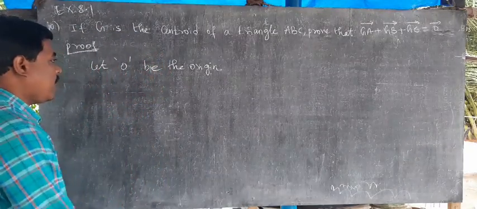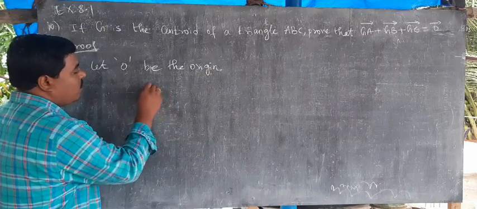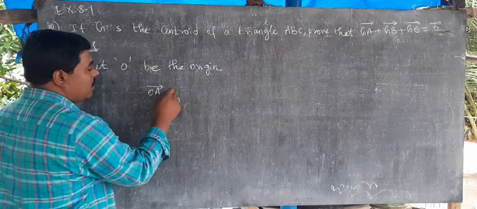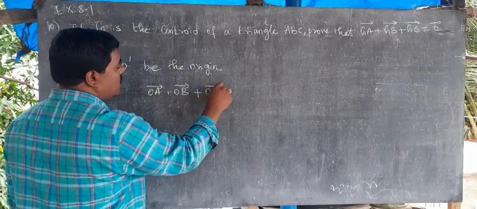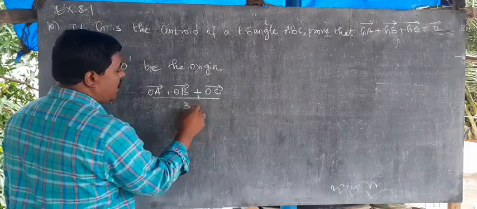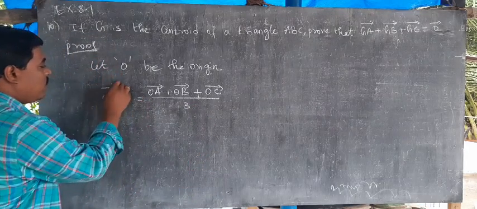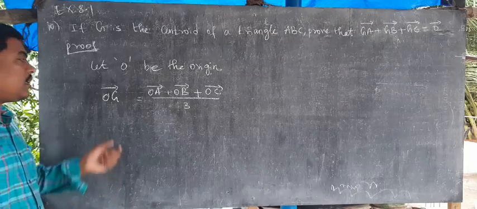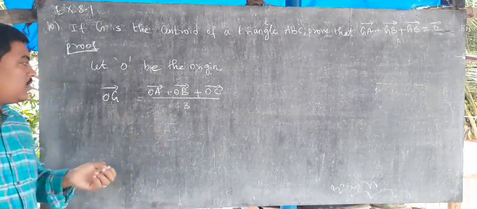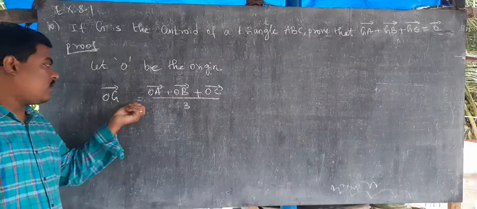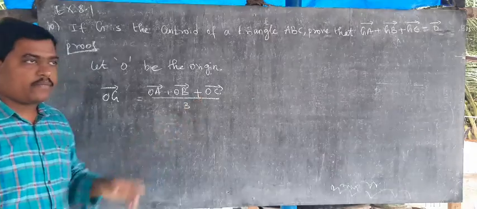So the same thing, here we are having the position vectors: OA vector plus OB vector plus OC vector by 3, for the centroid G, OG vector. I mention OG vector because all the vectors are position vectors. So OG vector equal to (OA vector plus OB vector plus OC vector) by 3.